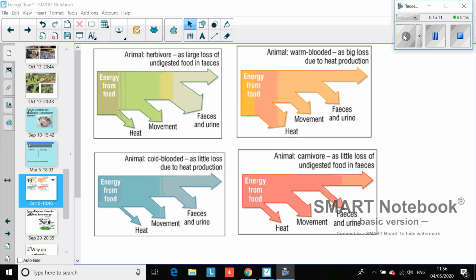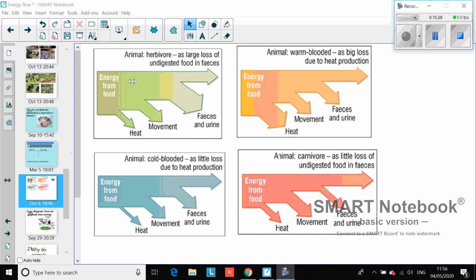Okay, so welcome back. What this is showing you is how different animals use different foods. For example, this animal is, as you can see, a herbivore. That means it eats plants. A large loss of undigested food as feces.